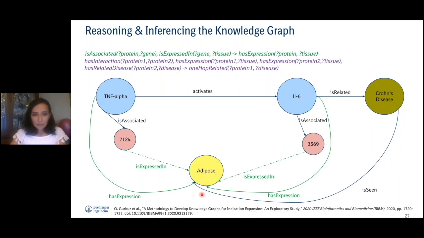And another logic rule, we defined that if protein 1 is interacting with protein 2, and if this protein 1 has expression in this tissue, and the second protein also has the same expression in the same tissue, and this protein 2 is related to a disease, then we created this one-hop related link between TNF-alpha and Crohn's disease in this case, automatically as one-hop related.